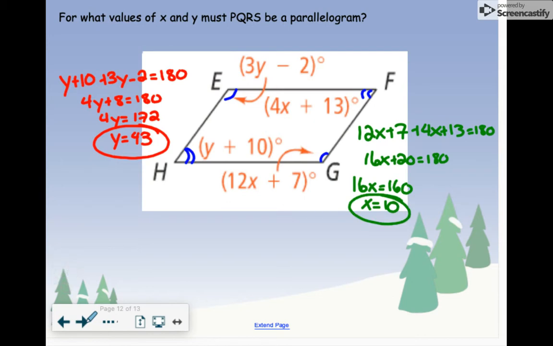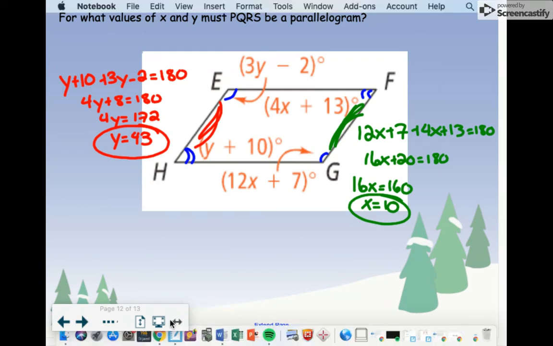So I showed finding y and finding x both ways using the fact that these consecutive angles right here, and these consecutive angles right there, are supplementary to one another. So that is it for today's lesson on proving quadrilaterals are parallelograms.